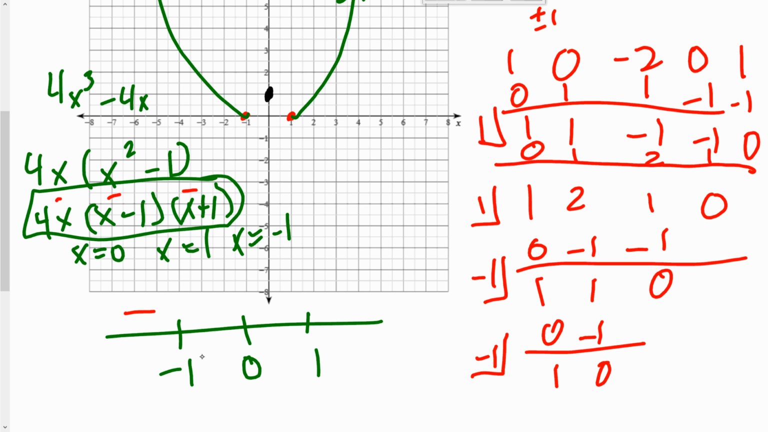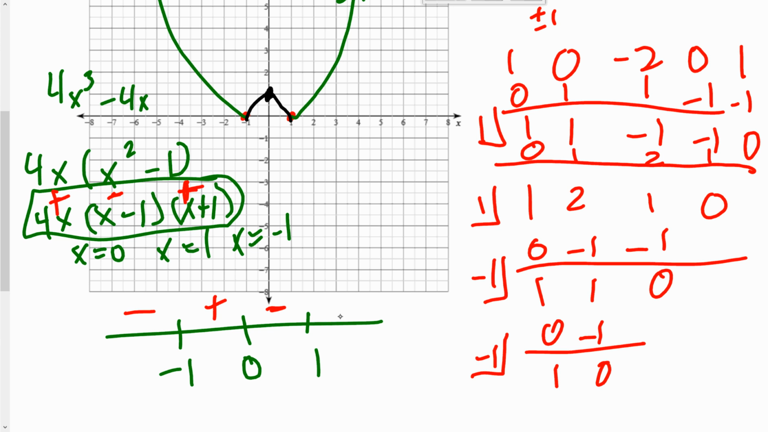And then in between here, I plug in a negative a half, because I'm left of 0. So that's still going to be negative, that's going to be negative, and that's going to be positive. So I get a positive. That means I'm increasing between negative 1 and 0, so I'm going up here. And then after that, I plug in positive a half, so that is negative there, positive here, and positive here. So that is a negative, so I'm decreasing, going back down between 0 and 1.